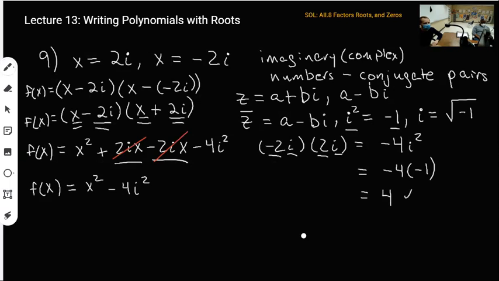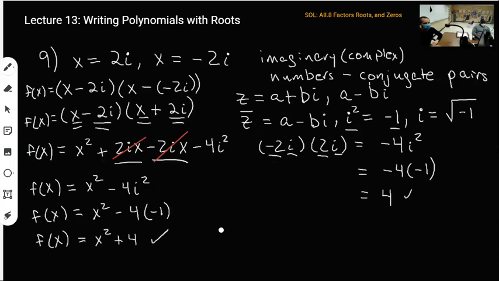Going back to my problem, I'm going to replace this i squared with a negative 1. So when I do that, I get x squared minus 4 times negative 1. Okay, so we're almost done. All I've got to do now is multiply the negative 4 by the negative 1 to get positive 4. And that's it. That's my polynomial. That's probably more recognizable than what I had before.